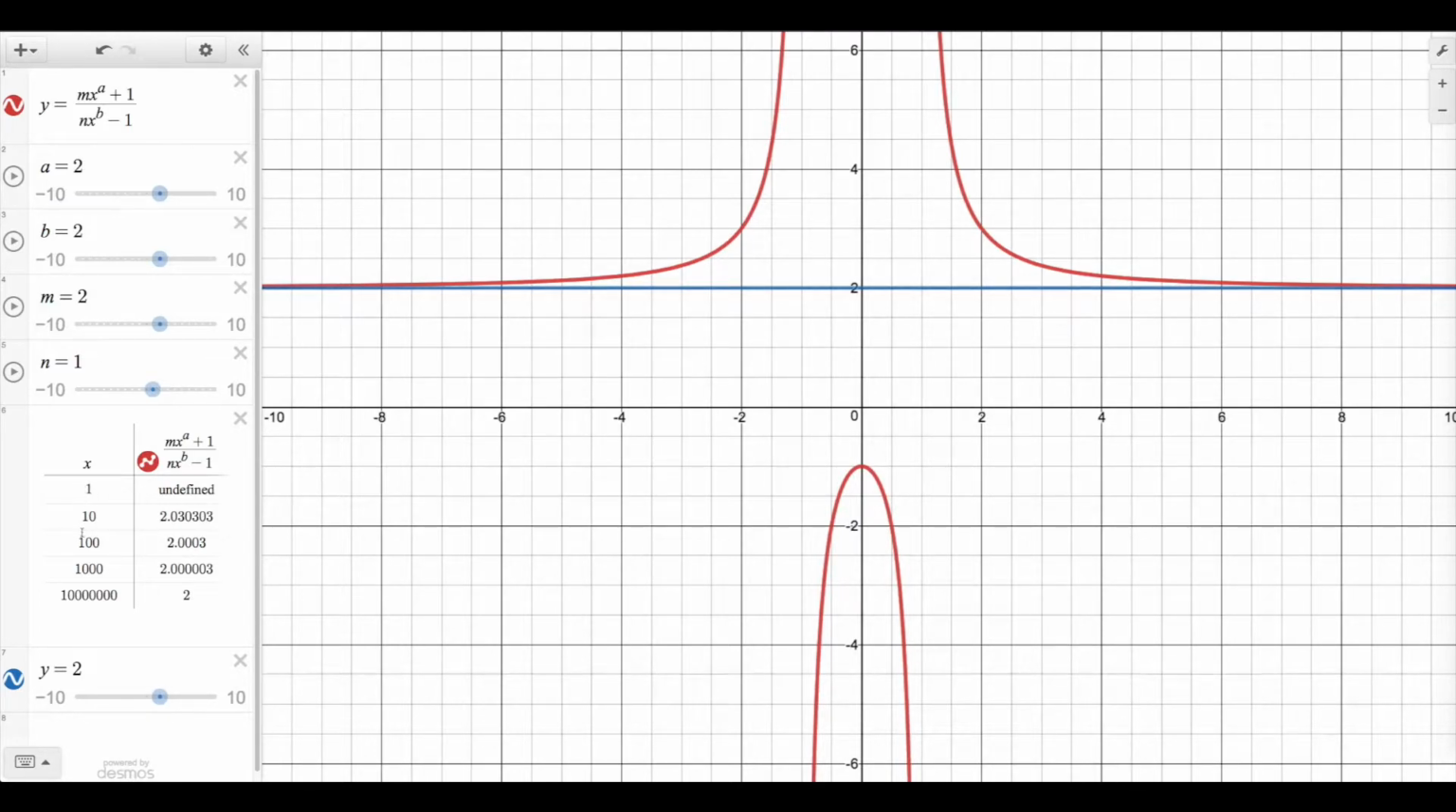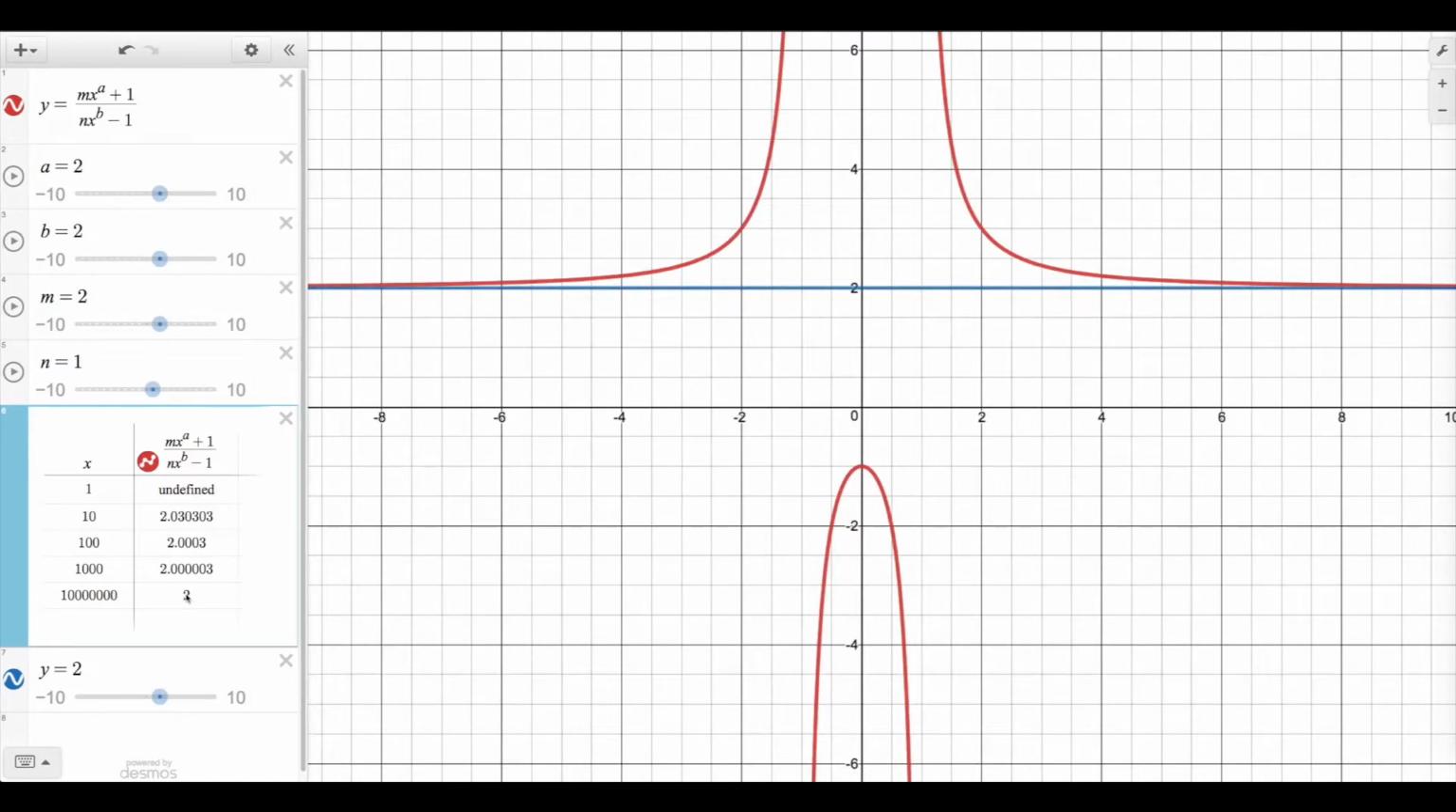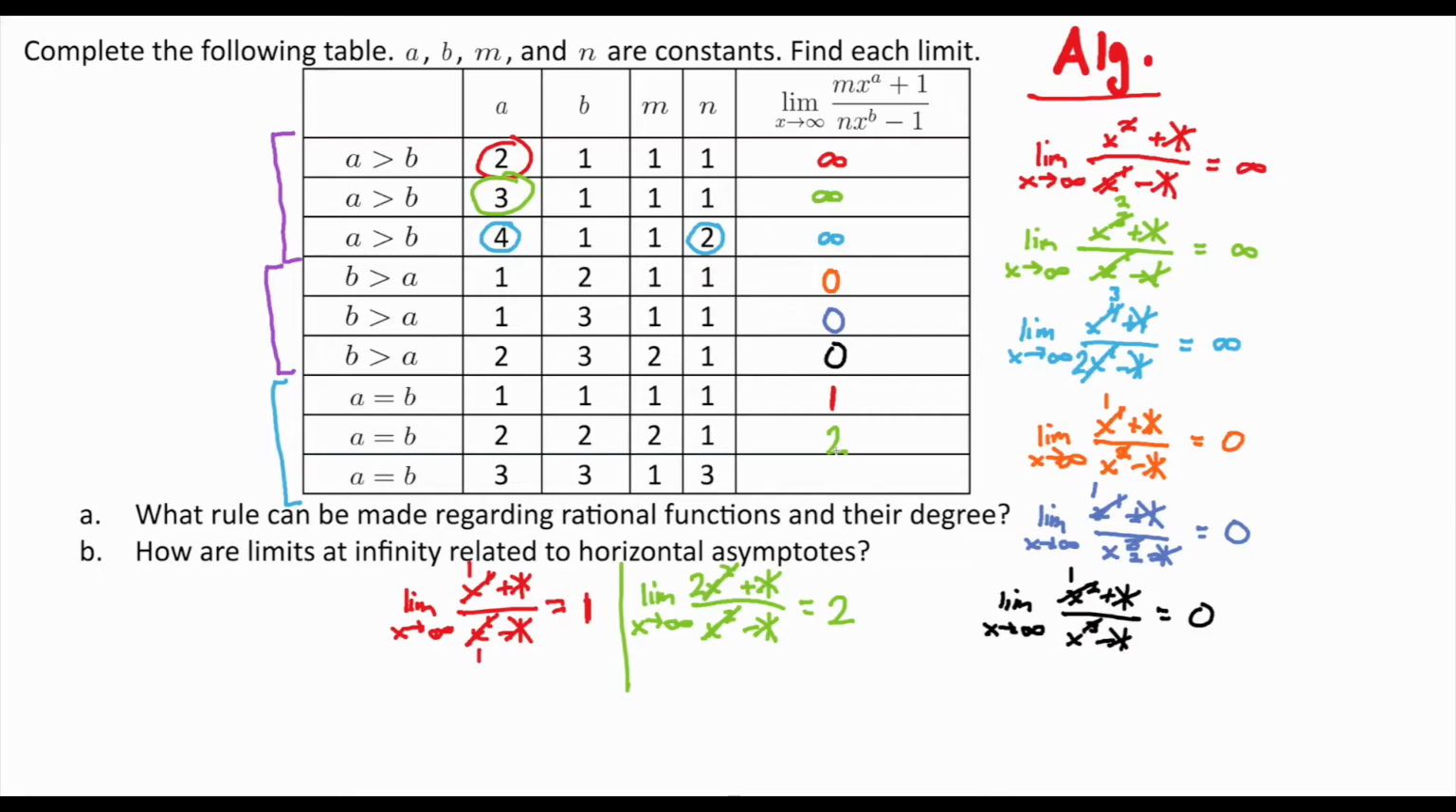If you look at this numerically right here, it's 1, 10, 100, 1,000, and then a huge number here, it's getting closer and closer to 2. Eventually it actually rounds it off to 2, but it actually doesn't reach 2. Again, this calculator is just rounding it. Okay, so we're going to go back here. That 2 checks out, and then last but not least, we have the 3, 3, 1, 3.